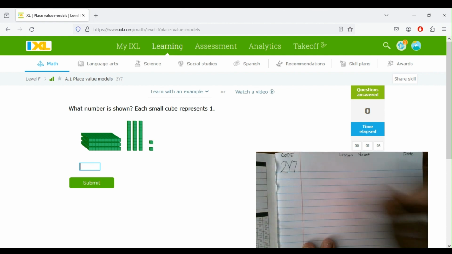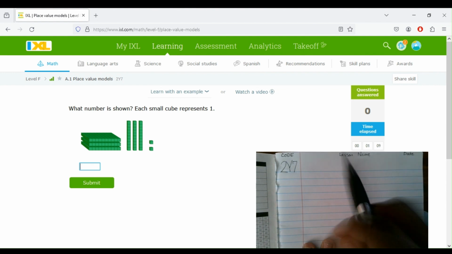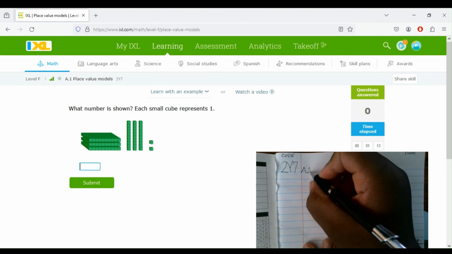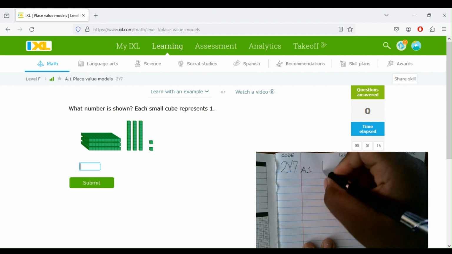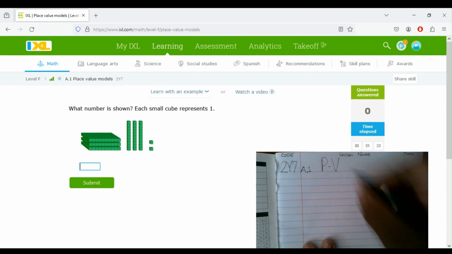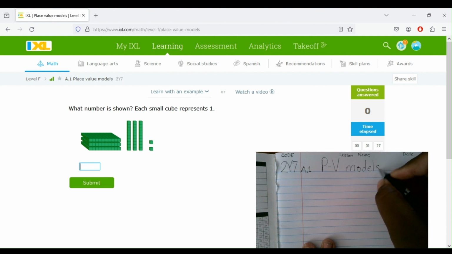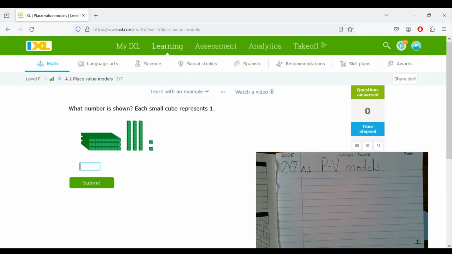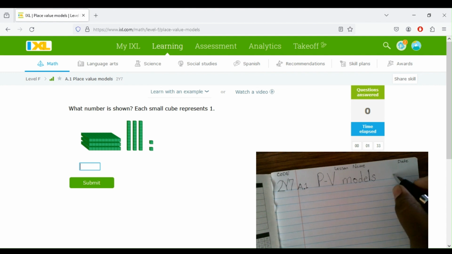Then I'm going to write down the lesson name. I might abbreviate the lesson name or I'll write it all the way out, but I have to write the lesson name. This is A1. Place value, I'm going to use a capital P and a capital V for place value. Place value models. I can use this abbreviation because we've been using this abbreviation all year. And then I'm going to write the date so that I know what day I did this lesson.